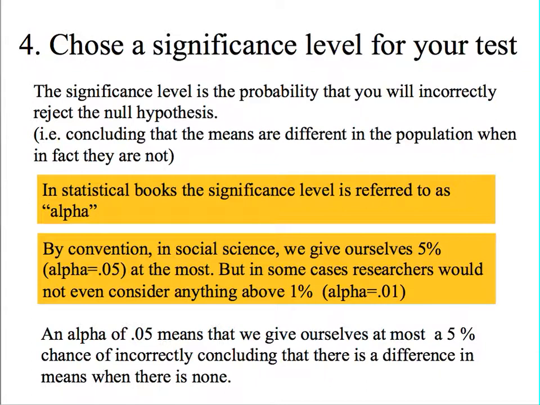In statistical books, the significance level is referred to as alpha, and by convention, in social science, we give ourselves 5% at the most, right? That is, that we will give ourselves only 5% chance of incorrectly rejecting the null. But in some cases, researchers, especially when you're dealing with large samples, would not consider anything above 1%. Right? They would only give themselves at the most 1% chance of incorrectly rejecting the null.